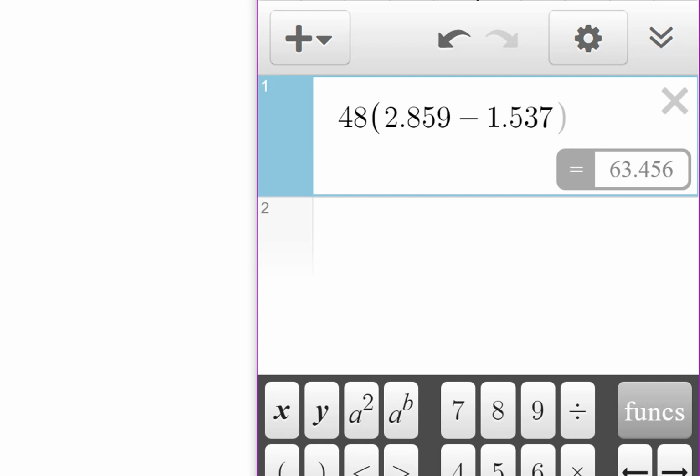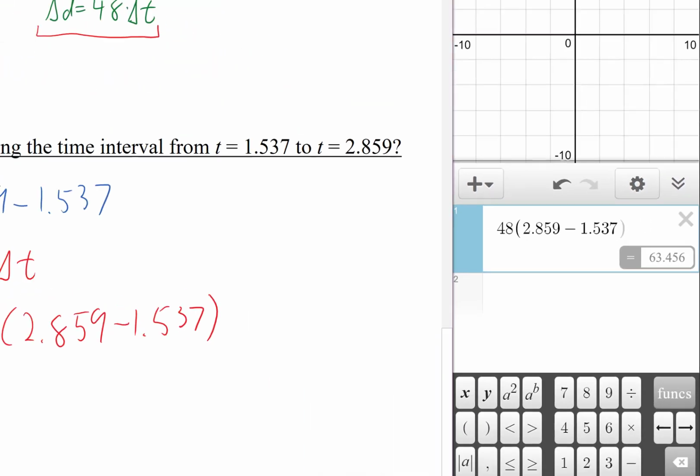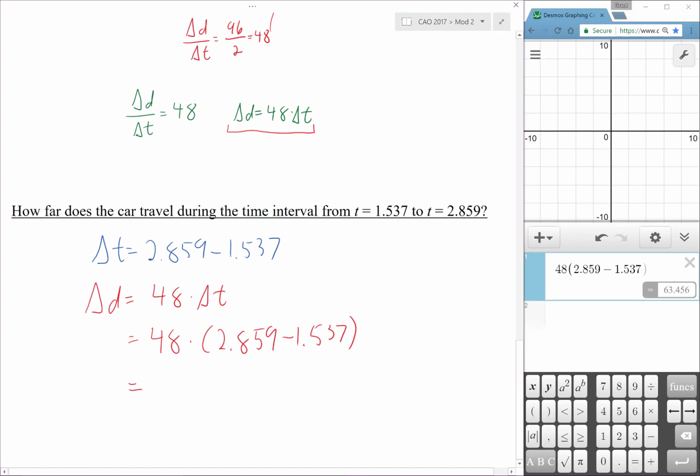So we see that over this interval of time, the car's distance from the mile marker, whatever the mile marker was, is 63.456 miles. So we can say that over this interval of time, the car's distance changed by 63.456 miles.